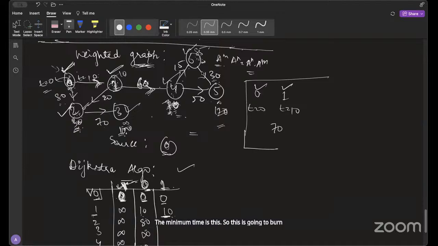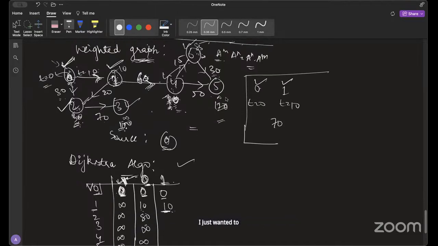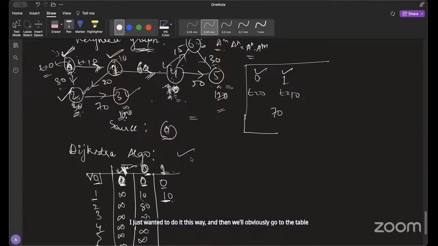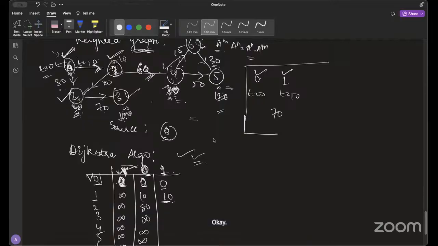sorry for And then, interrupting, but yes, is it possible to fill in this table while we are doing this? Because I think I don't know. I just I find it wanted a little. to do it this way, and then we'll obviously go to the table because Okay. that's the algorithm for it.